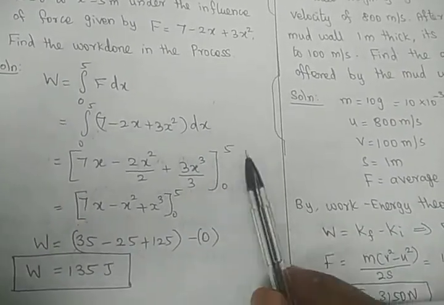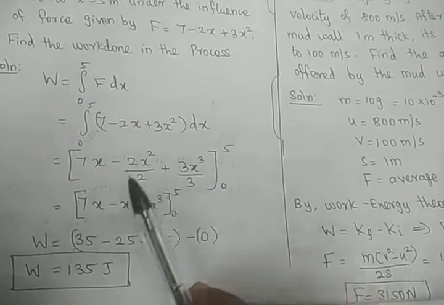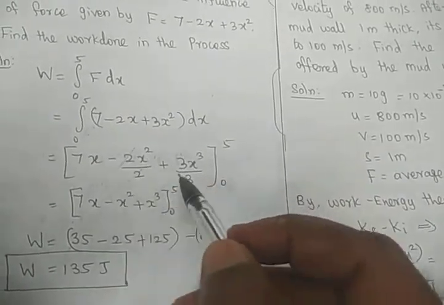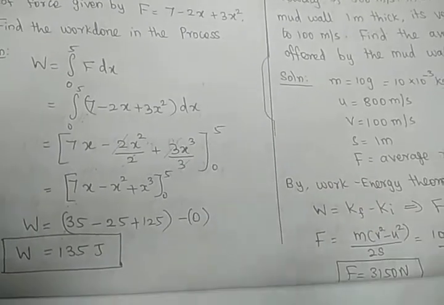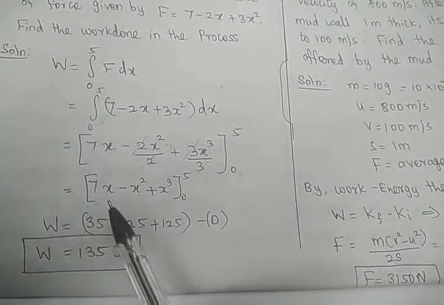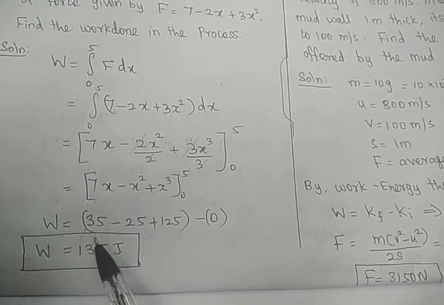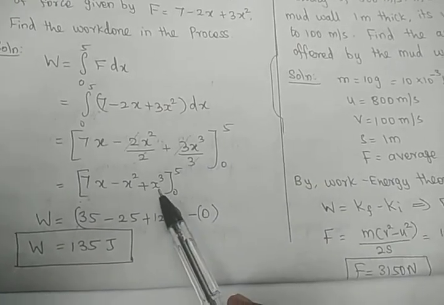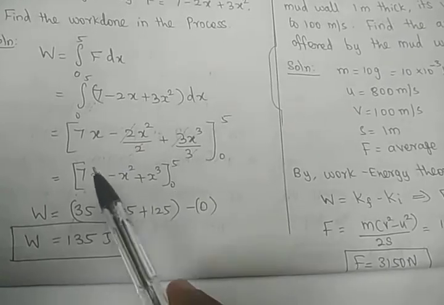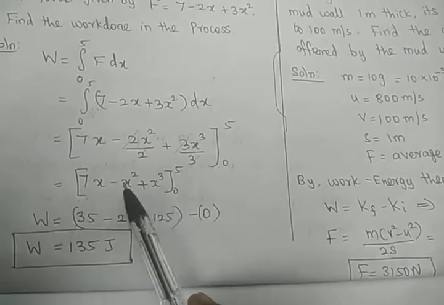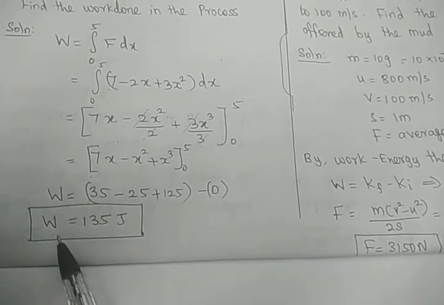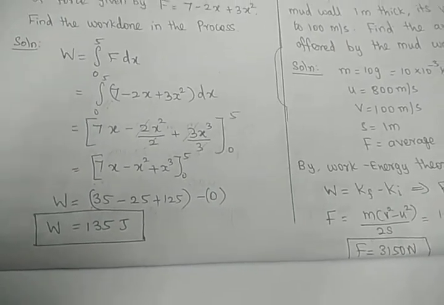So what is that? Upper limit minus lower limit. What is the upper limit? We substitute, and this 2 and this 2 get cancelled, and this 3 and this 3 get cancelled. We get an expression like this. Substituting the upper value, 7 into 5 is 35, minus 5 into 5 is 25, then plus 5 cubed, which is 125. Minus the lower limit, here it is 0, so 0 plus 0 plus 0 is 0. The final work done is equal to 135 joule.